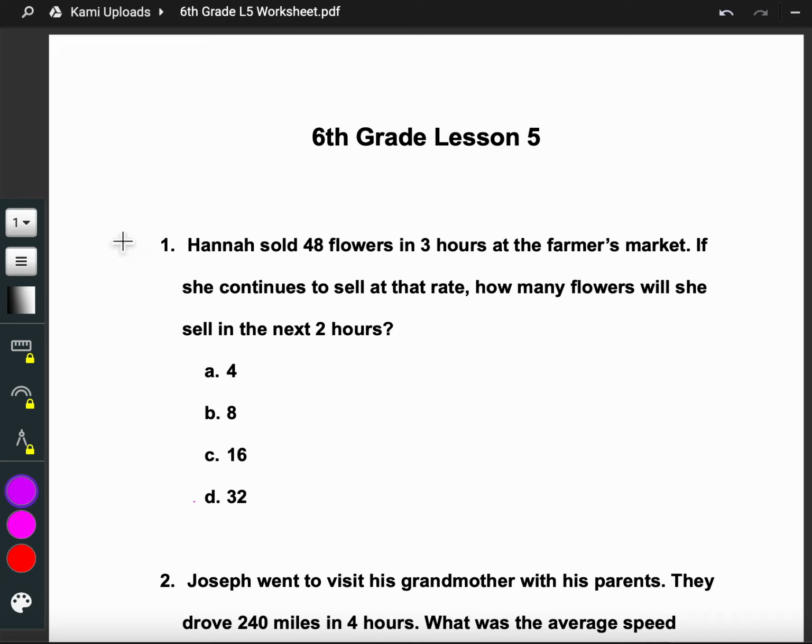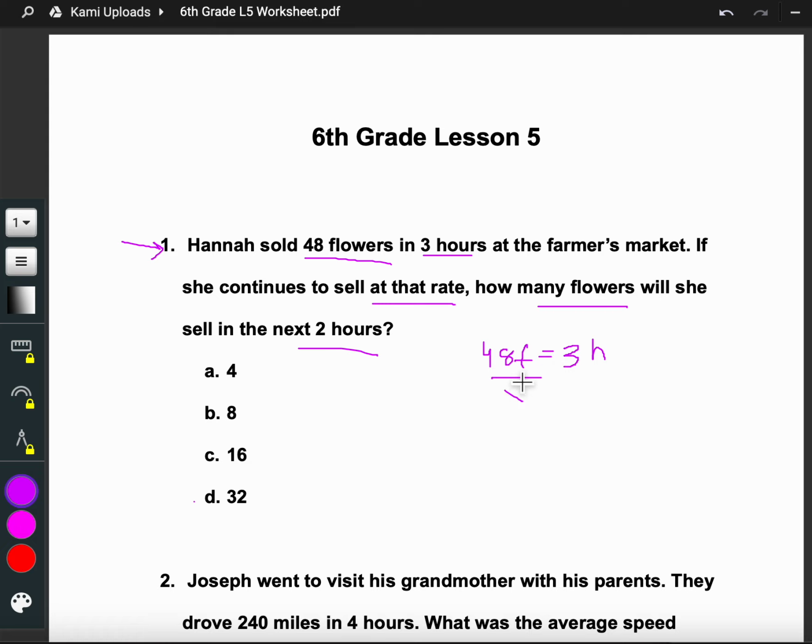Let's look at number 1. Okay, let's read it. Hannah sold 48 flowers in 3 hours at the farmer's market. If she continues to sell at that same rate, how many flowers will she sell in the next 2 hours? We know that she sells 48 flowers in 3 hours. So if she continues to sell at that rate, this is hours, this is flowers, okay?